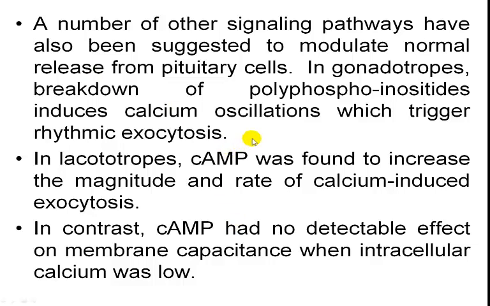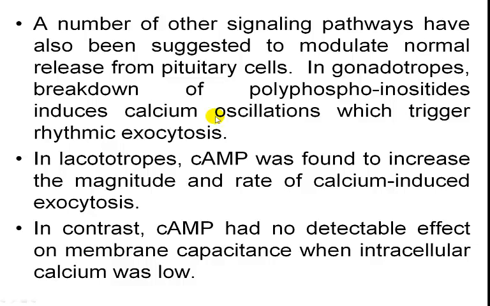Okay. So a number of other signaling pathways have also been suggested to modulate normal release from pituitary cells. In gonadotropes, breakdown of phosphoinositides induces calcium oscillations which trigger rhythmic exocytosis. So this is important to understand, oscillations of calcium waves and the rhythmic exocytosis. We'll start looking at some of the properties of the hormones in the plasma in a moment.